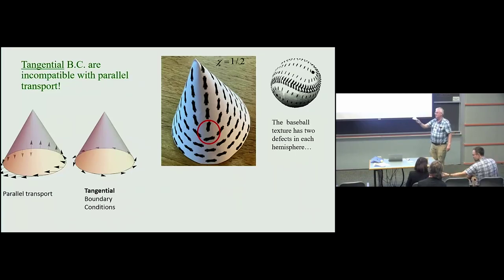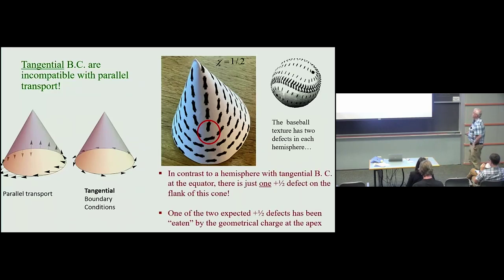Okay? On the other hand, if you look on the far side, one of the defects has disappeared. It's gone. And in fact, you maybe won't be too surprised to learn that the apex has decided to eat it. And if it's a pointier cone, it'll eat both of them. So in contrast to a hemisphere that is in the baseball, in this particular case, I think it's chi equals 1/2, there's only one defect.